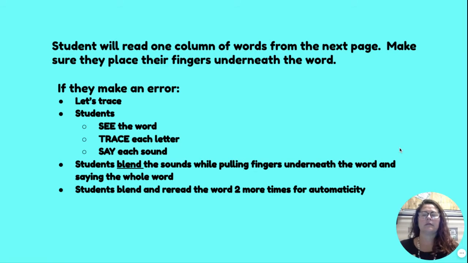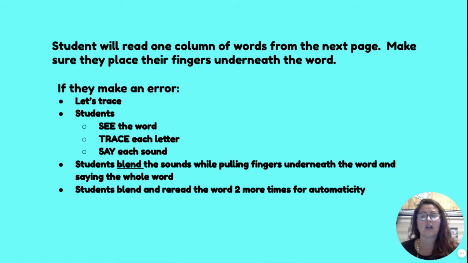How do you spell the K sound after a short vowel? Okay, your answer should be C-K. Okay, C-K. Okay, now the student's going to read from one column on the next page.